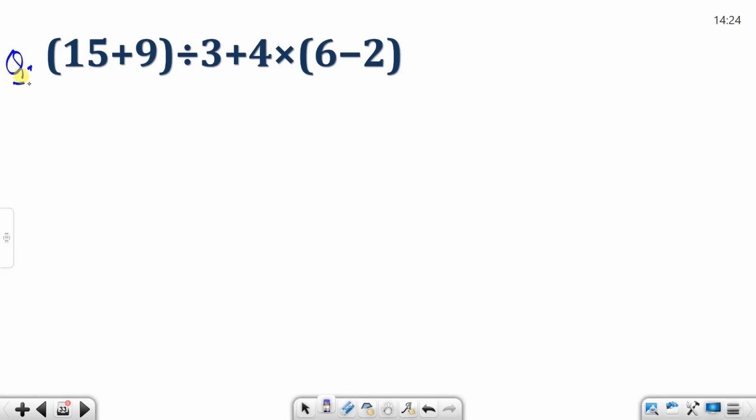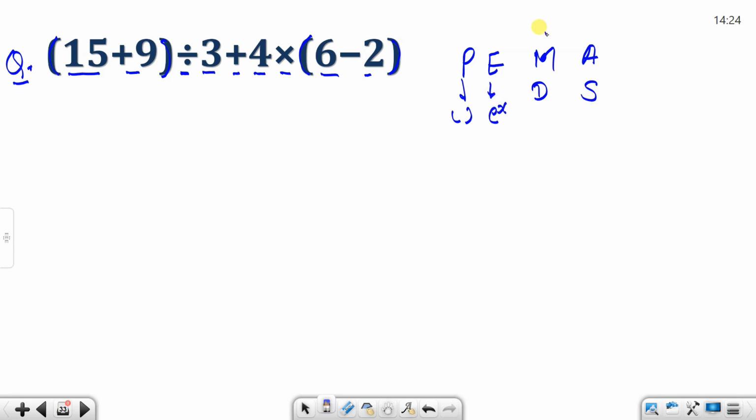The question is (15 + 9) ÷ 3 + 4 × (6 − 2). Here we will apply the PEMDAS rule. What is the PEMDAS rule? We know that P stands for parentheses, E for exponents, M for multiplication, and D for division, A for addition, and S for subtraction.